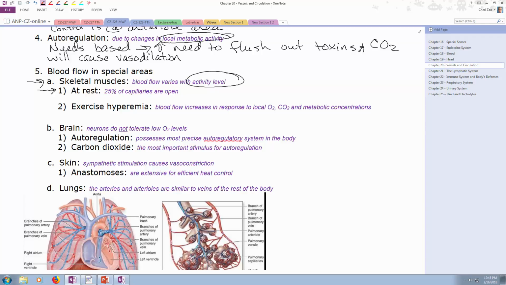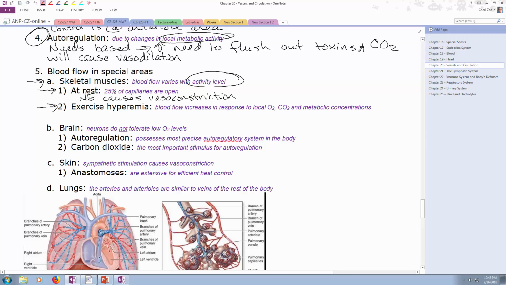So just 25% of the capillaries are open. And remember, the thing that is causing the vasoconstriction is norepinephrine. Norepinephrine causes vasoconstriction. So the other areas are receiving norepinephrine, but it doesn't matter how much norepinephrine they are receiving. When they get to autoregulatory needs, we will have vasodilation to get rid of the toxins that are highest in those areas. We see that also in exercise hyperemia.